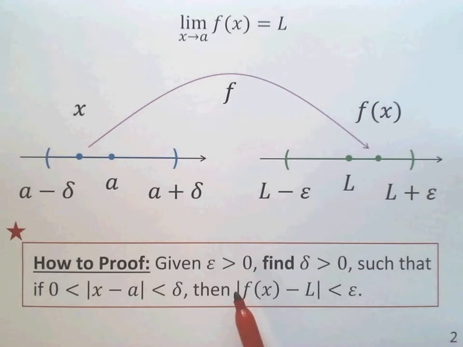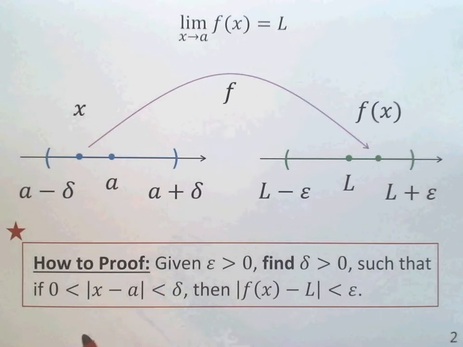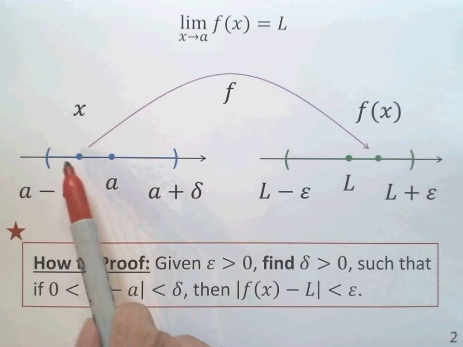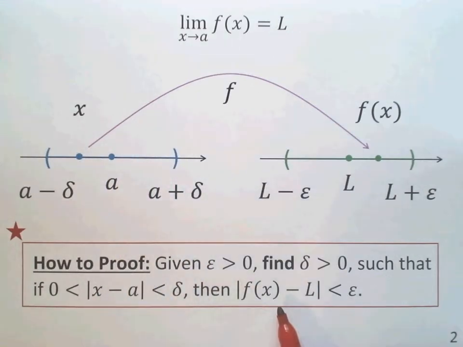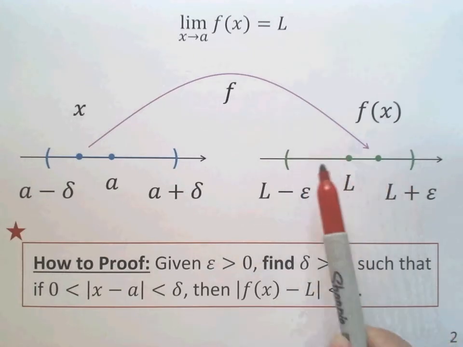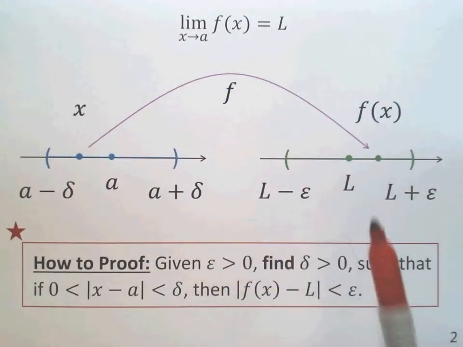What is this statement? This means if x goes into the delta neighborhood of a, of course excluding a, then f goes into the epsilon neighborhood of L. And f maps all these going to here. What does that mean? It means f can be arbitrarily close to L by taking x sufficiently close to a. All we need to do is find the delta. And this is the one.